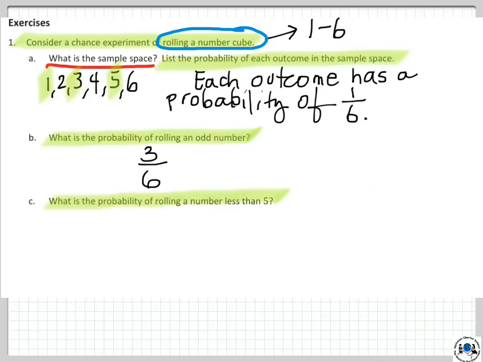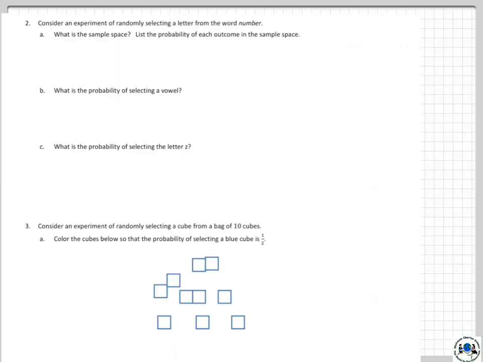Now, what is the probability of rolling a number less than 5? Again, our sample space: 1, 2, 3, 4. Therefore, 4 out of 6, or 2/3. And actually, I fixed this one here. Rolling an odd number was 1 out of 2, actually. Okay, so there you go. This is probably pretty simple, but again, probably more important is getting used to the vocabulary: sample space, chance event, etc., etc.